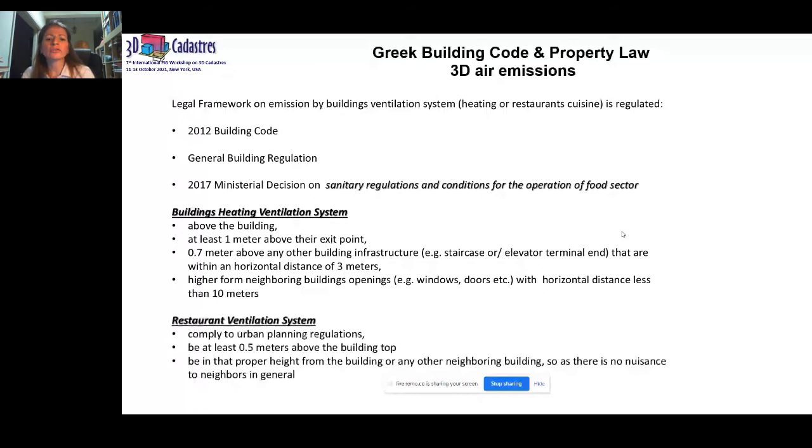Relevant regulations are applied for restaurant ventilation systems according to the ministerial decision on the sanitary regulations and conditions for the operation of the food sector.